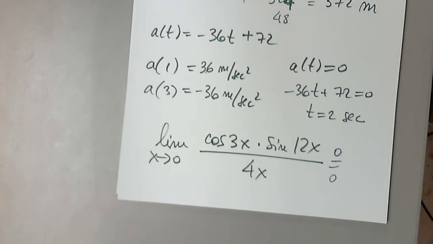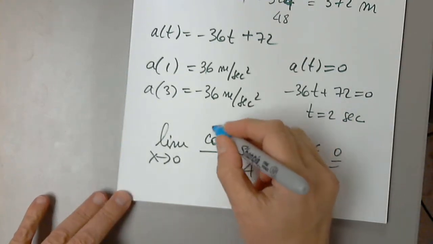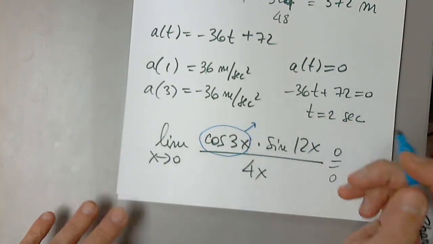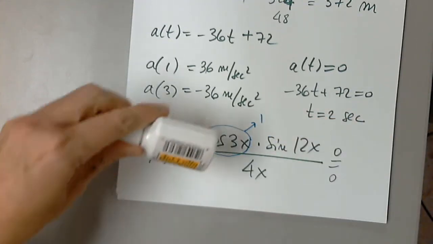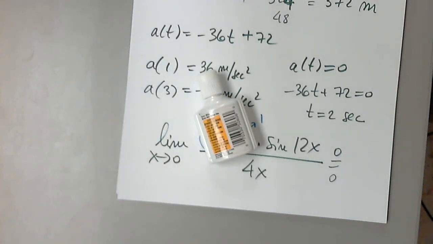Instead, let's say, what happens to this piece when x approaches 0? 1. Yeah, so this is not a problem. I'm not saying to delete it from there, but it's not a problem. That is not the culprit that creates 0 by 0. That's a friendly function, cosine around 0. It's 1. So now I think in terms of box, box, box.